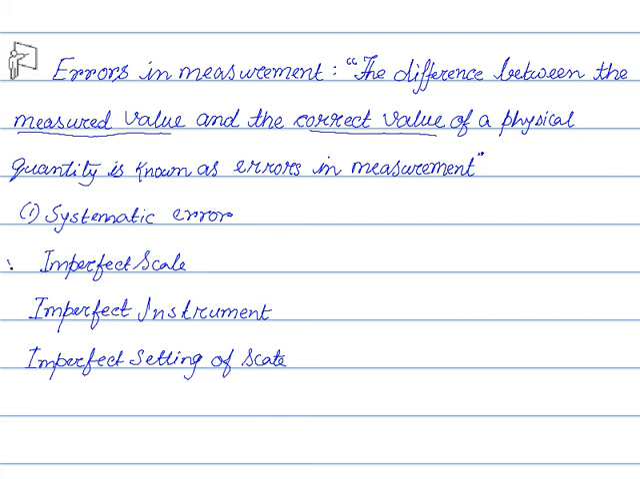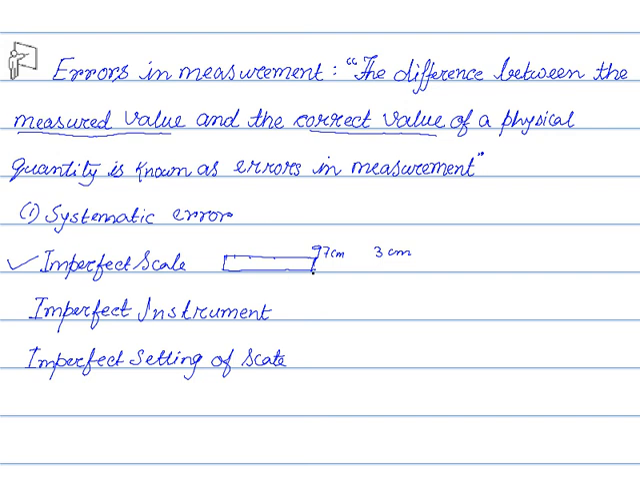The simple reasons are, suppose, an imperfect scale. Suppose you are given a scale whose mark reads 97 centimeter, and with this scale you are measuring 1 meter. So you know that every 1 meter measurement with this faulty scale will introduce an error of 3 centimeter. It means whenever you measure with this scale, you will measure 3 centimeter less.